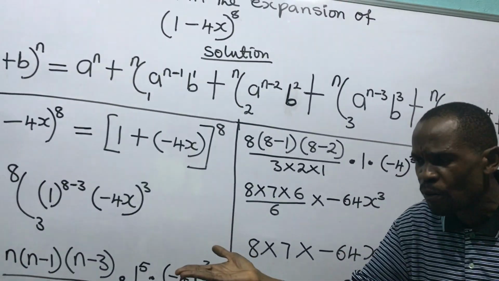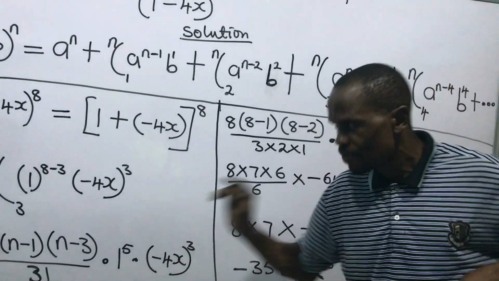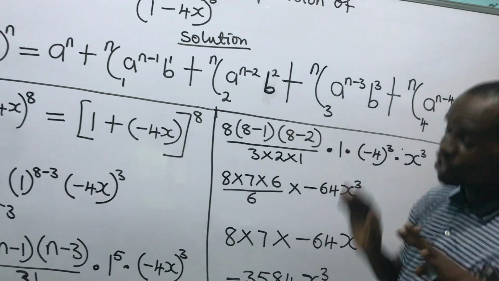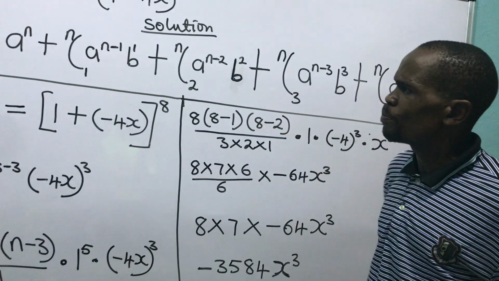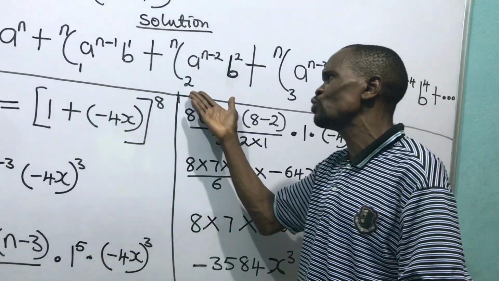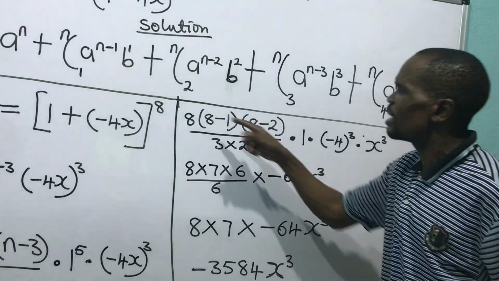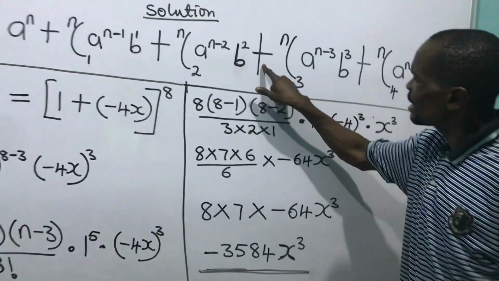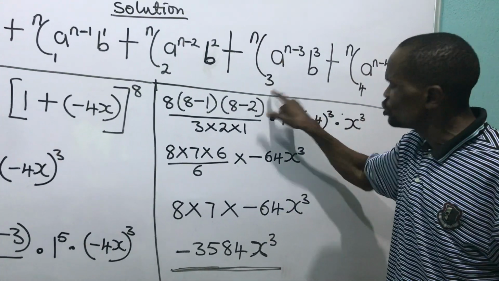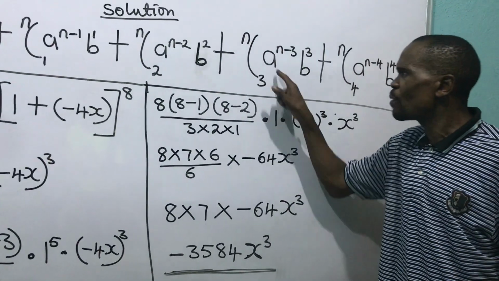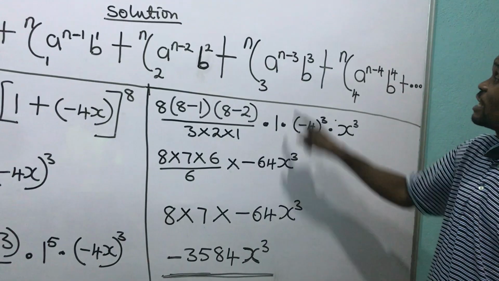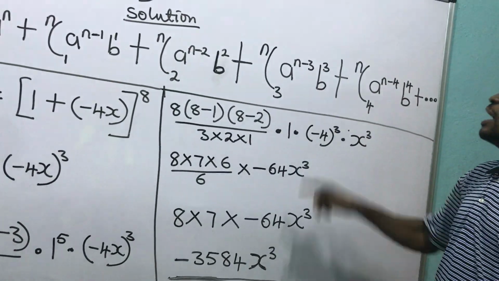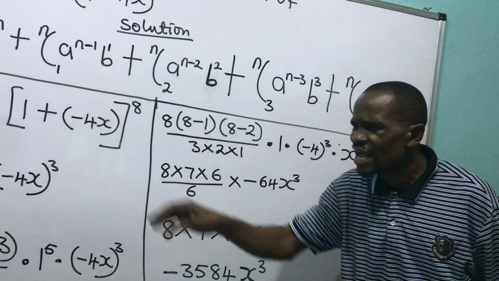After I have chosen 2 out of N, what happens to the power of A? The power of A will drop by 2. And the power of B will be the 2 I have chosen. Then plus, out of N, I'm choosing 3. The power of A will drop by 3, and the power of B will be that 3 I chose.